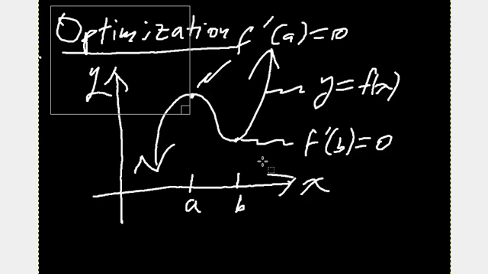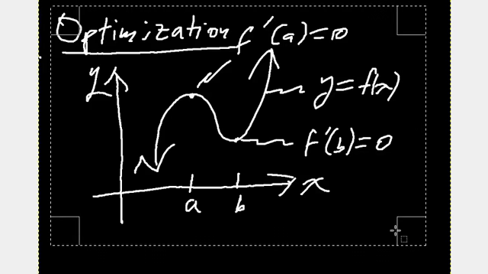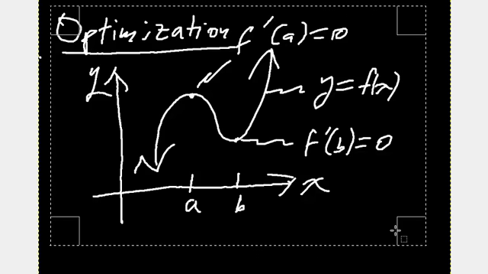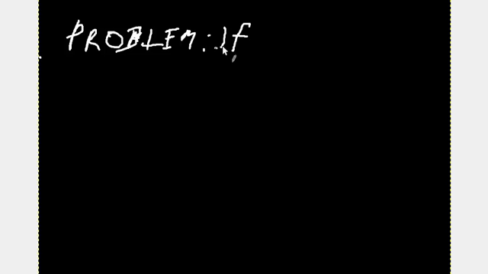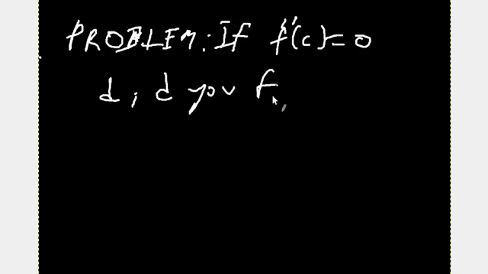There's only one slight hitch to that. As this graph suggests, that first derivative is 0 regardless of whether you have a local maximum or a local minimum. So the problem is basically if you found some value c where the first derivative equals 0, did you find a local maximum or a local minimum? So if f prime of c is 0, did you find a local maximum or a local minimum?